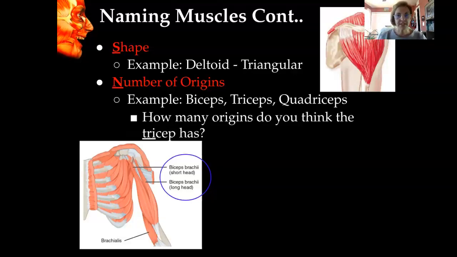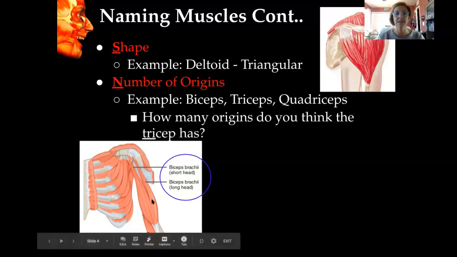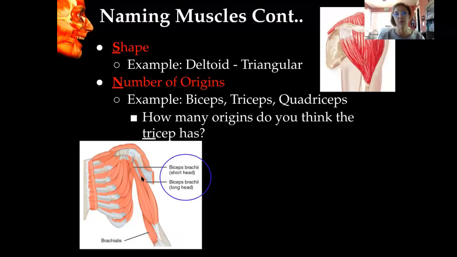Number of origins. So this is a good example here. You can see the separate heads of the bicep muscle. So this is number of origins, which remember origin is on the immovable bone. Insertion is where the movement happens. So 2 points of origin. Triceps would have 3, a quadricep would have 4.